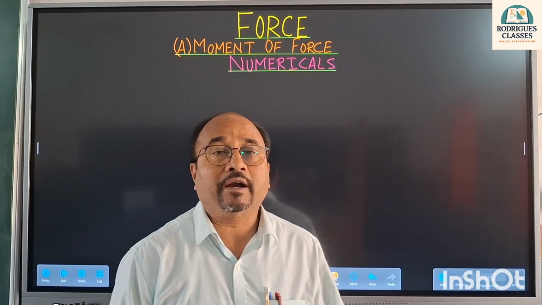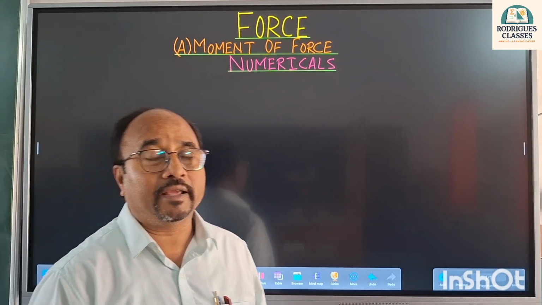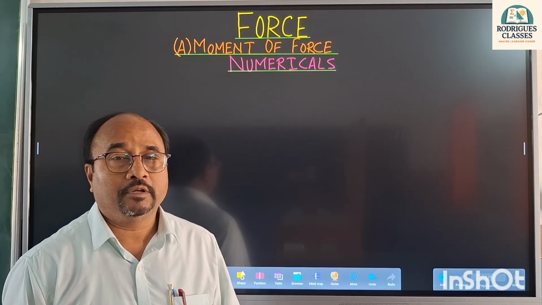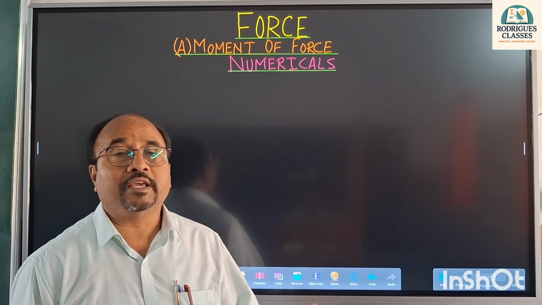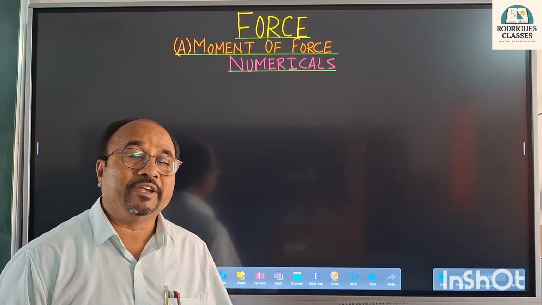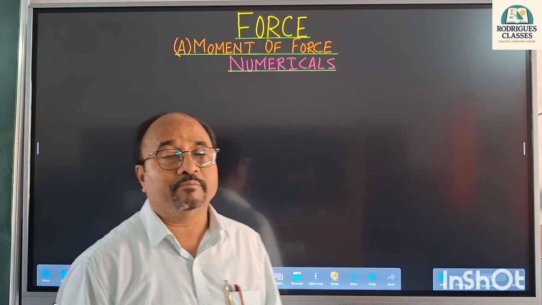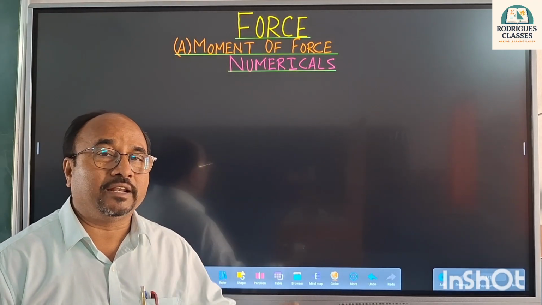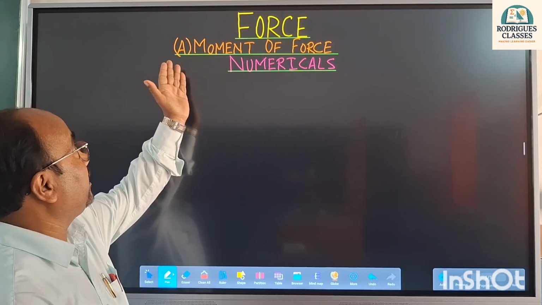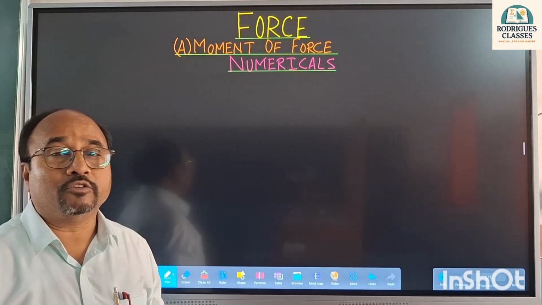Part A consists of moment of force and equilibrium. With moment of force, we will be seeing some numericals, and there will also be numericals when a meter scale or a half meter scale is in balance. So basically we will be doing the numericals part only. Okay. So the first part, A part, has moment of force. We will be doing the numericals.